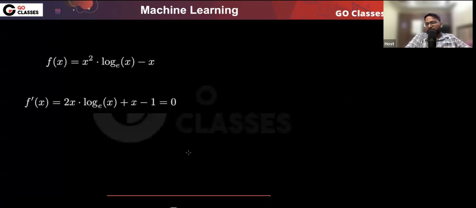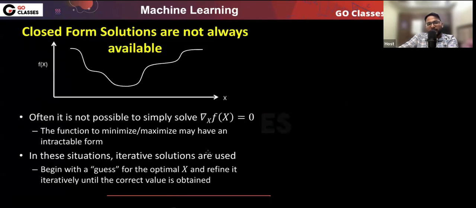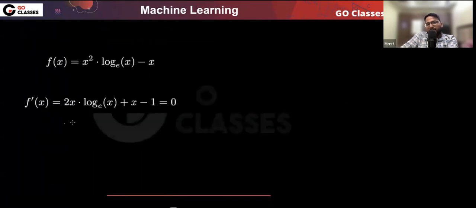So let me just tell you first why we even need gradient descent. For example, let's suppose you have some function like this. Now, if you keep f dash x equal to 0, then it is easy to find out the value of x from here. Let's just try it out.